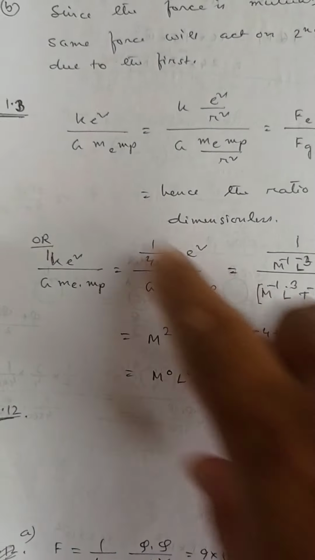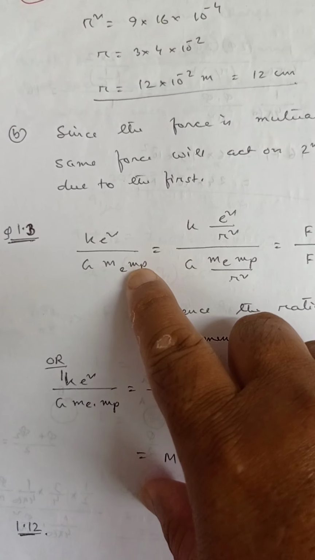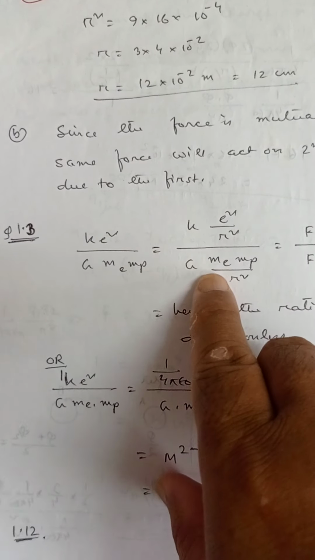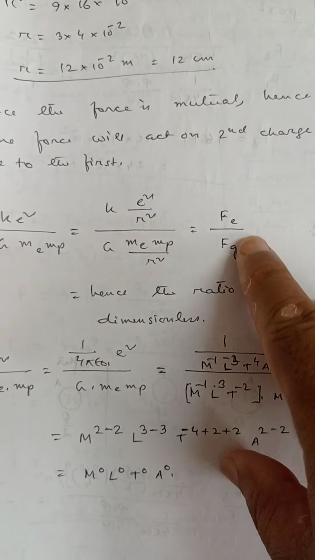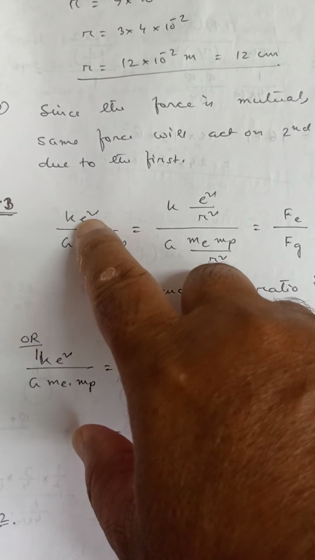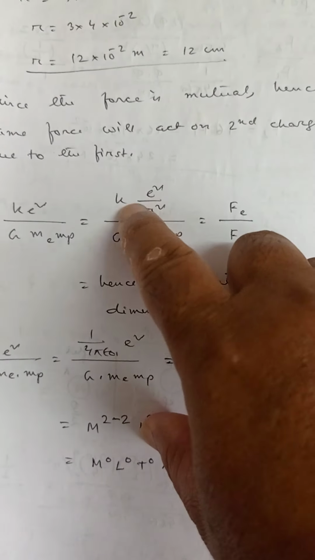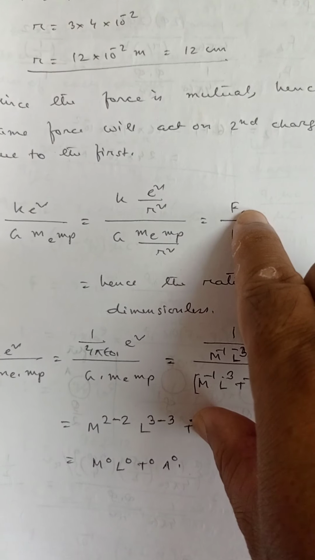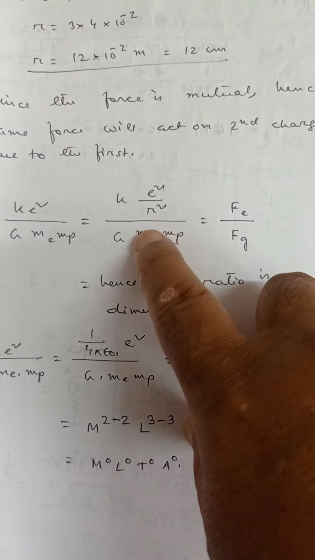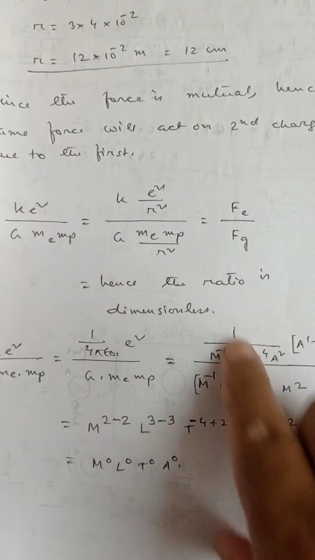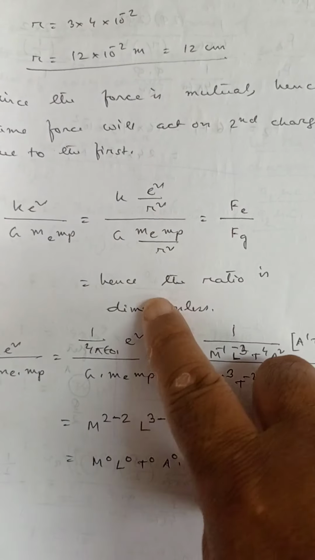So this is question 1.13. So k e square by capital G m_e m_p can be written like this. I divide both the numerator and denominator by r square. This is the electrostatic force between proton and electron, and this is the gravitational force of attraction between electron and proton separated by the same distance. So it is a ratio of forces, and therefore it is dimensionless.